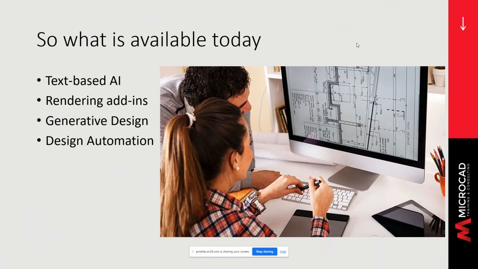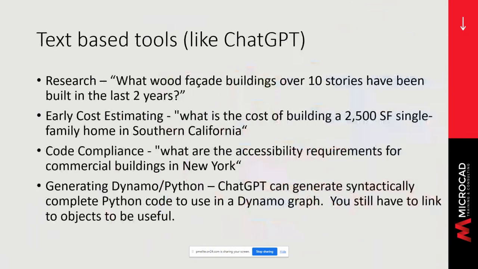Second, Revit has third-party rendering add-ins that provide further user control on the rendered image. Third, Revit has generative design built into it, which has been available for several years and is getting more and more capable. And lastly, design automation tools. They came with the first of the CAD tools, but they're now becoming more accessible to the average designer as opposed to programmers. So let's get a little deeper into ChatGPT.